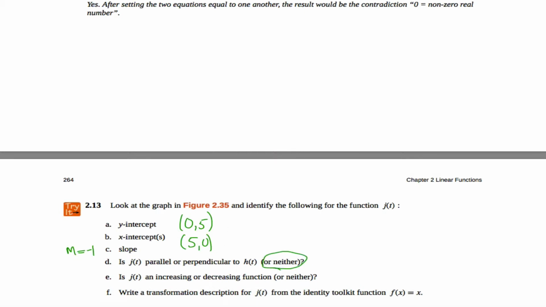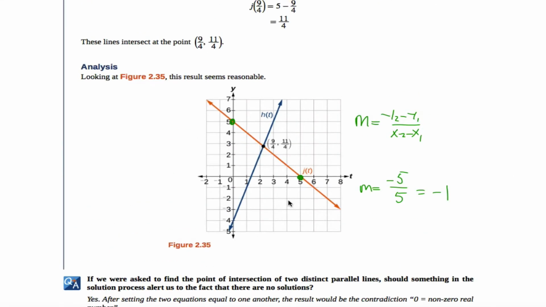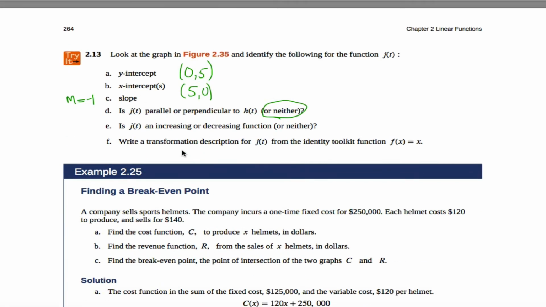Neither. Is j of t an increasing, decreasing function, or neither? Well, j of t, again, this one in orange right here. You can figure that out. I think the way your book defines things is it says if the slope is positive, it's increasing. If the slope is negative, it's decreasing. So since the slope is negative 1, it's decreasing. The way I like to talk through it is if you're walking left to right, are you going up or are you going down? You start out over here and you got to get over here, you're going downhill, right? So it's decreasing. This thing is decreasing.